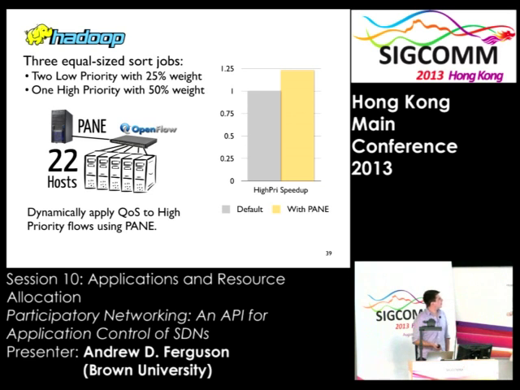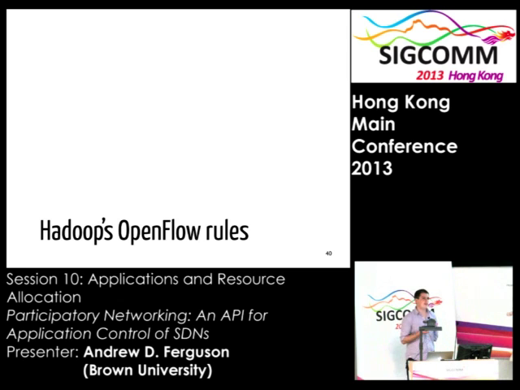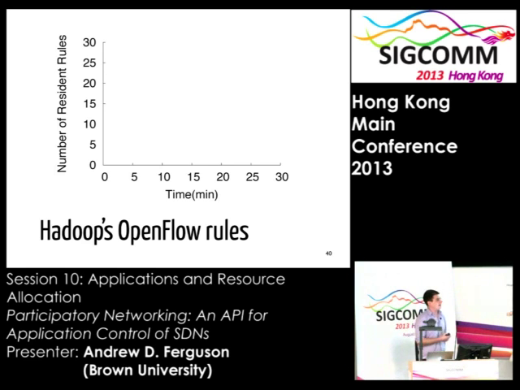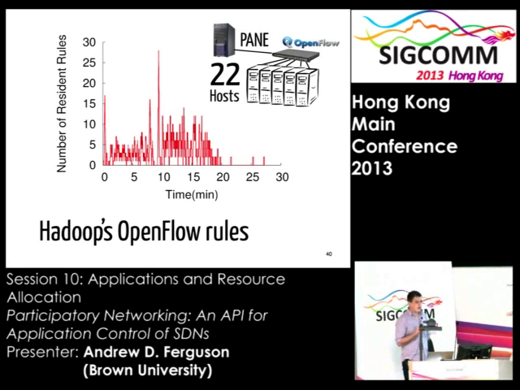Well, let's take a look at the effect of Hadoop on the number of rules created in our switch. If we look at the lifetime of the job along the x-axis, and the number of rules installed by Hadoop via Pane along the y-axis, we see that this never exceeded 30 rules, despite the number of hosts. Our switch could support just shy of 2,000 rules, and we believe this makes this approach feasible.